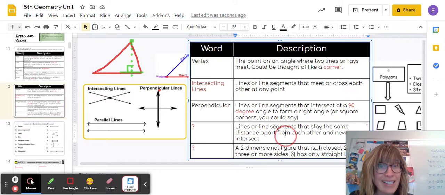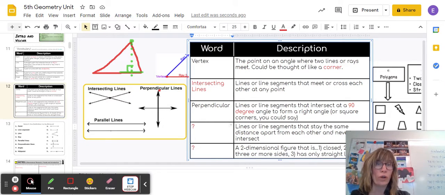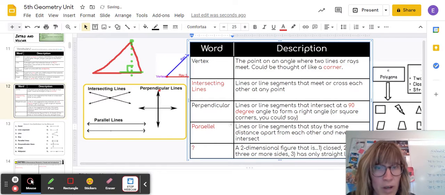Lines or line segments that stay the same distance apart, like train tracks, those are called parallel, two L's then one.